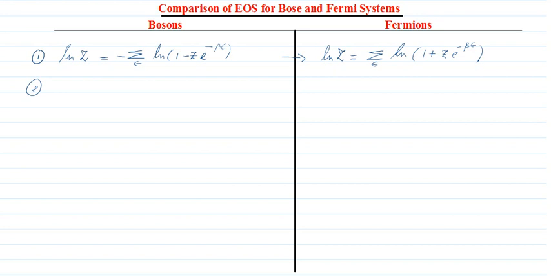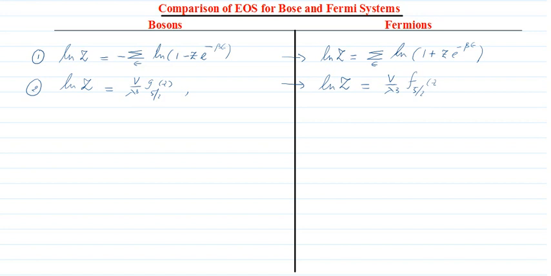Further, we proved that this log Z for both systems was equal to V by lambda cube G 5 by 2 of Z. Here, instead of G 5 by 2 of Z, which is the Bose-Einstein function, we introduce the F 5 by 2 of Z for fermions. We proved that log Z is equal to V by lambda cube F 5 by 2 of Z.